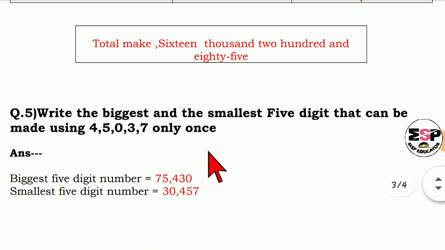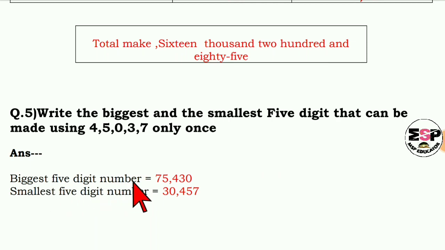Now question number 5. Write the biggest and the smallest 5 digit number that can be made using 4, 5, 0, 3, 7 only once. मतलब आपको यहाँ पर जो 5 डिजिट्स दिए हुए हैं, कौन से हैं वो 5 डिजिट्स? 4, 5, 0, 3, 7. ये सब सिंगल डिजिट्स हैं, as there is a comma in between them. Understood? Separate digits are given to you. और आपको बिगेस्ट नंबर फॉर्म करना है, स्मॉलेस्ट नंबर फॉर्म करना है, ये सारे डिजिट्स को सिर्फ एक बार यूज़ करके. Understood everyone?